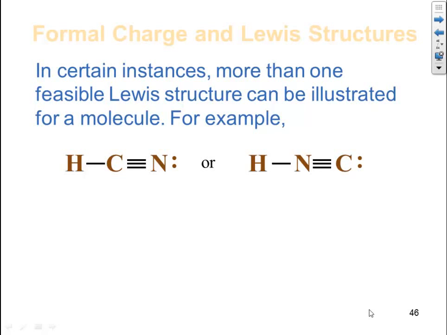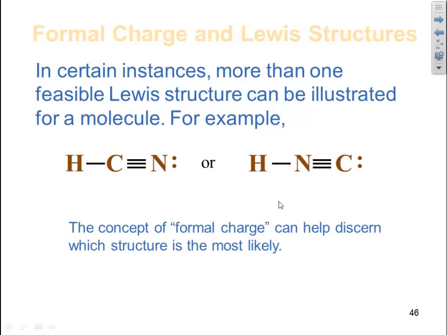We mentioned the term formal charge earlier, now we're going to explain it. In certain instances, more than one feasible Lewis structure can be illustrated for a molecule. For example, HCN. We could have it with carbon as the central atom with a triple bond with nitrogen, or we could have nitrogen as the central atom. The concept of formal charge can help discern which structure is most likely.